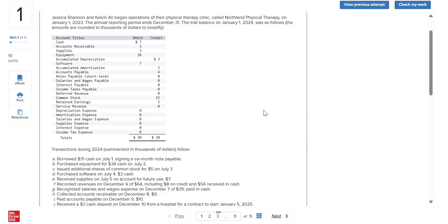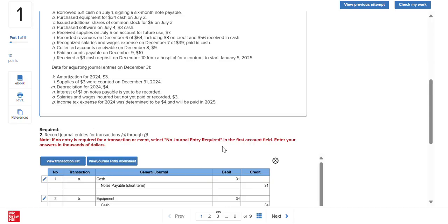So the first thing I did was record the journal entries for all the transactions during the year and see which accounts were affected and how they were affected, like if they went up or down and if they were debited or credited.